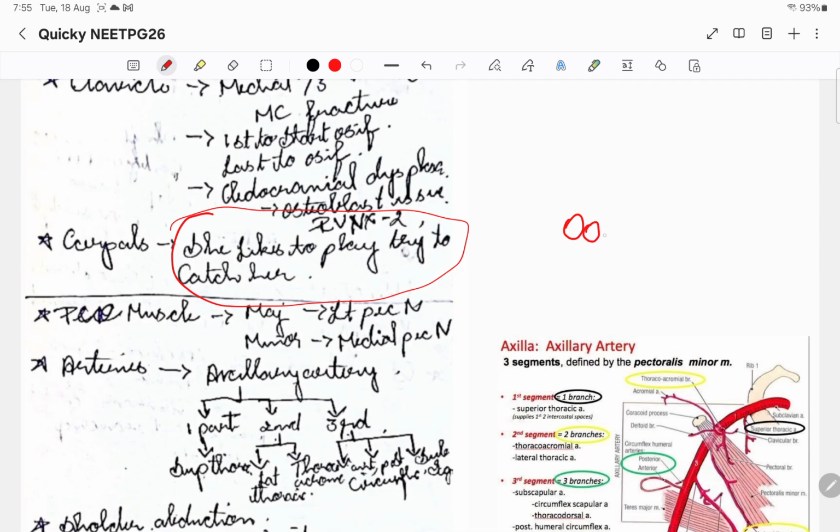So the carpal bones will be arranged like this, right? So that you will be able to solve it like she likes to play in that way. Okay, so that is how you will have to remember about carpal bones.